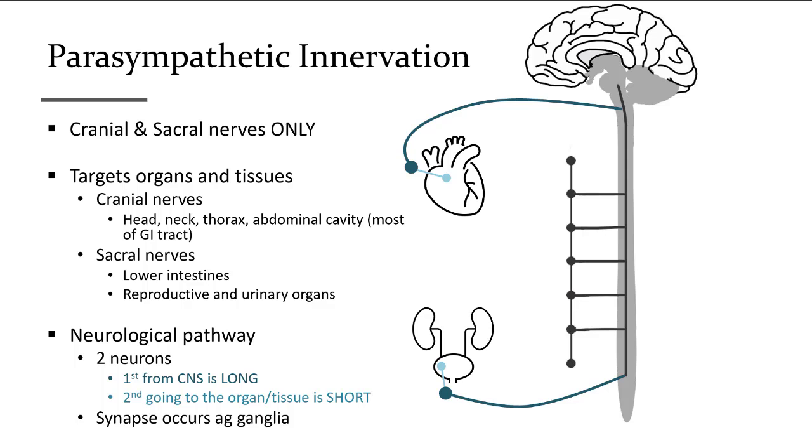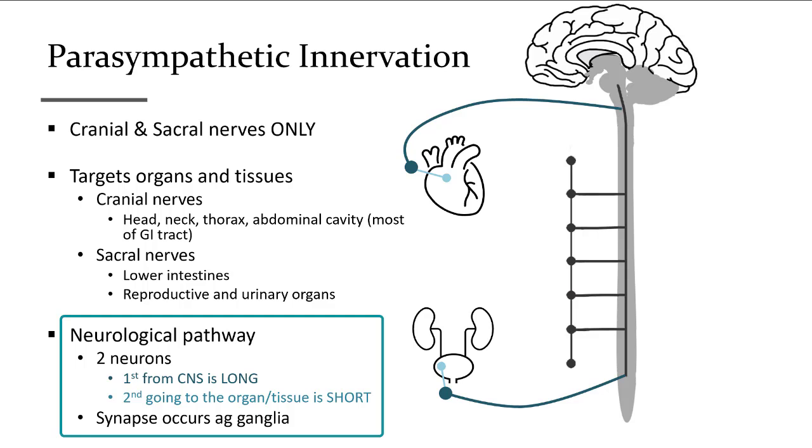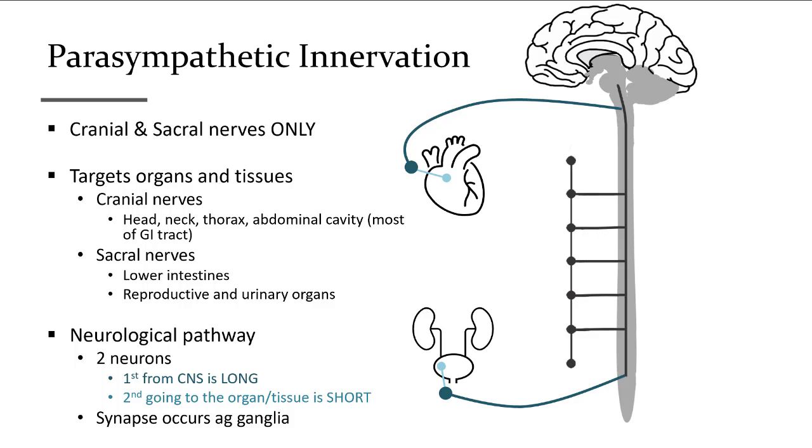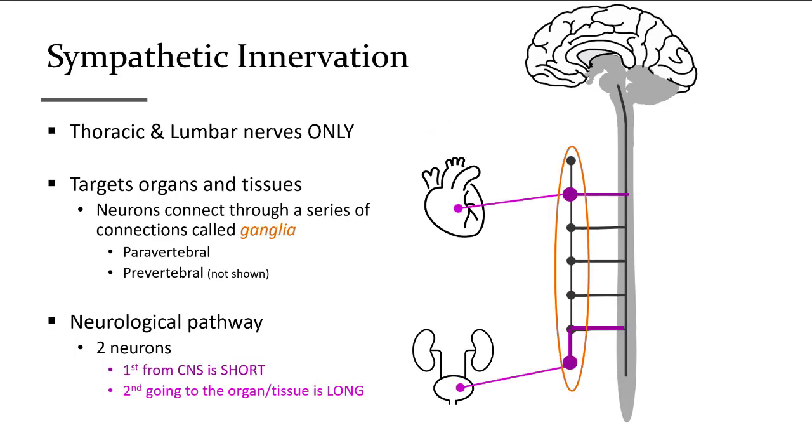So the parasympathetic nervous system utilizes only specific cranial nerves, as listed before, and sacral nerves. It will target our tissues, and it has a 2-step pathway, which we'll discuss shortly. A hallmark for the parasympathetic system is that the first of the 2 neurons going to the heart, or in this case shown in the bladder, is a very long first neuron. And then the second neuron is a very short one that's actually within the tissue surrounding that organ.